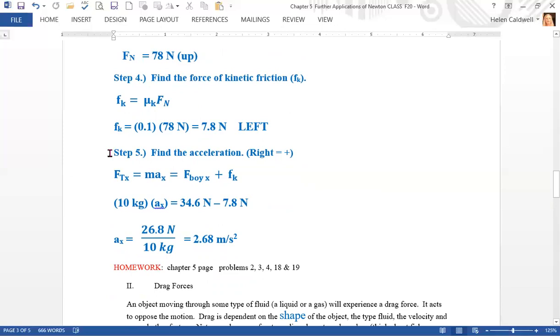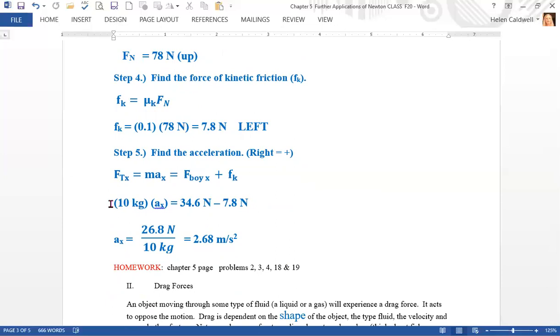Now we can find the acceleration. We can use that horizontal force equation. So F total x equals m times a sub x equals the force of the buoy in the x direction plus the frictional force. So the mass is 10 kilograms. A sub x we do not know. I'm sorry about the little squiggly underline. I thought I had fixed all those, but apparently not. Force of the buoy in the x direction was 34.6 newtons, and it goes right, so it's a positive number. Force of friction goes left, so it's minus 7.8 newtons.